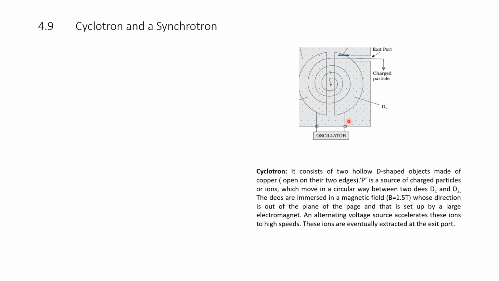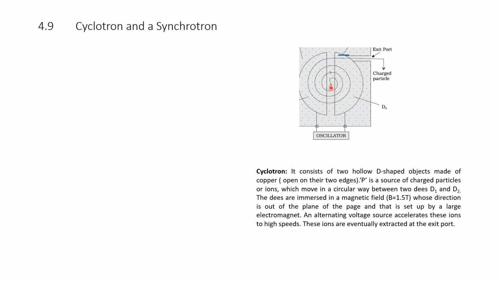An alternating voltage source accelerates these ions to high speeds. So when these ions are moving like this, because of the effect of the oscillator, they gain energy and move with a very high velocity. The ions are eventually extracted at the exit port.